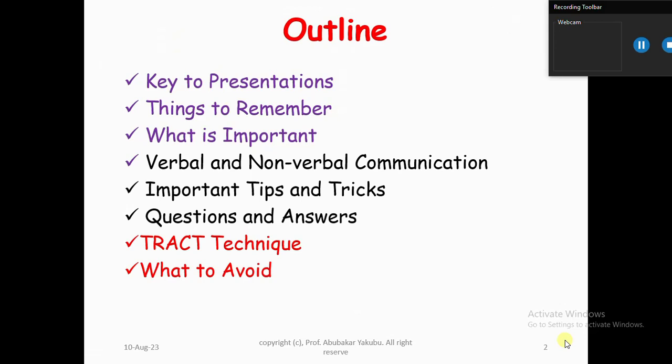In our outline today, we'll be discussing key to presentations, things to remember during presentation, what is really important in your presentation, verbal and non-verbal communications, important tips and tricks, questions and answers, the TRACT technique, and what to avoid in your slides.